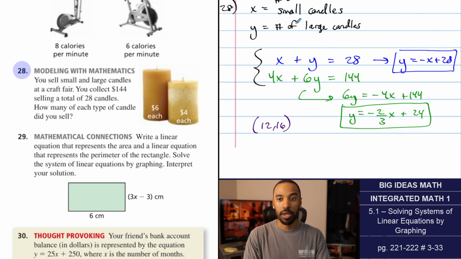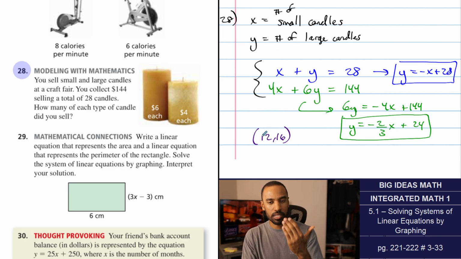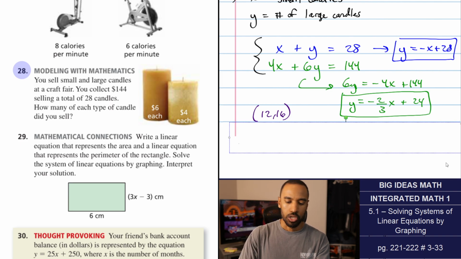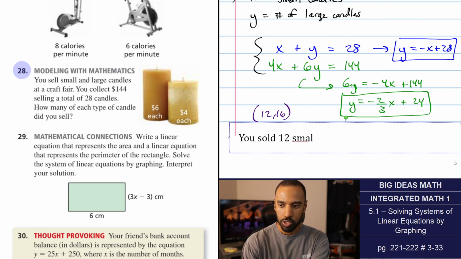12 is the number, and here's the other part where it helps. What did this represent? Number of small candles, number of large candles. You sold 28 total candles. You sold 12 small candles and 16 large candles.